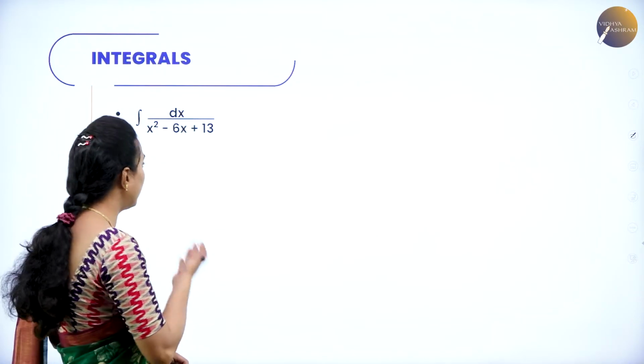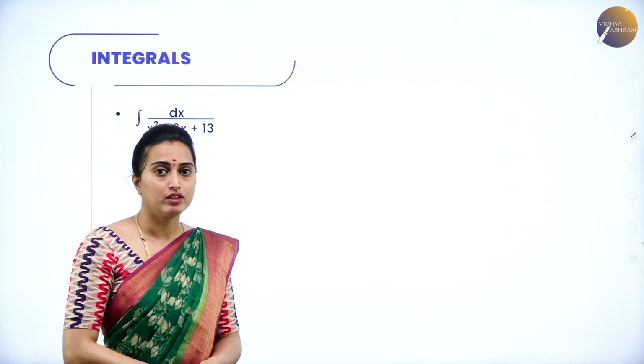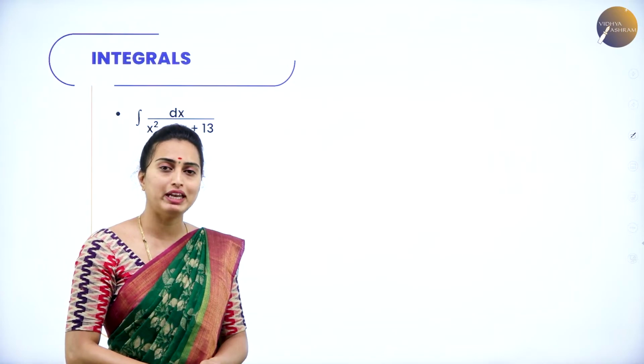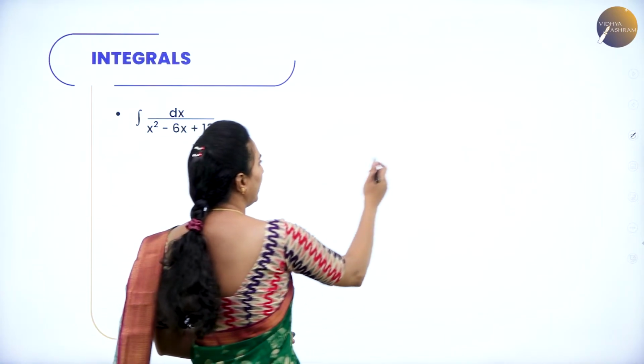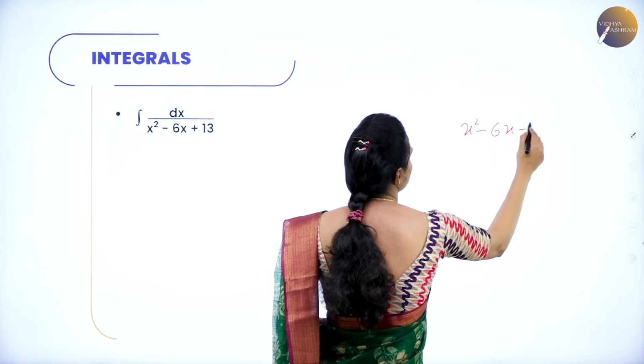So let me try here, and here you should always have the coefficient of x squared as 1. In this problem, you have the coefficient of x squared as 1. Otherwise, you have to make it 1. Now, taking that quadratic equation, x squared minus 6x plus 13.